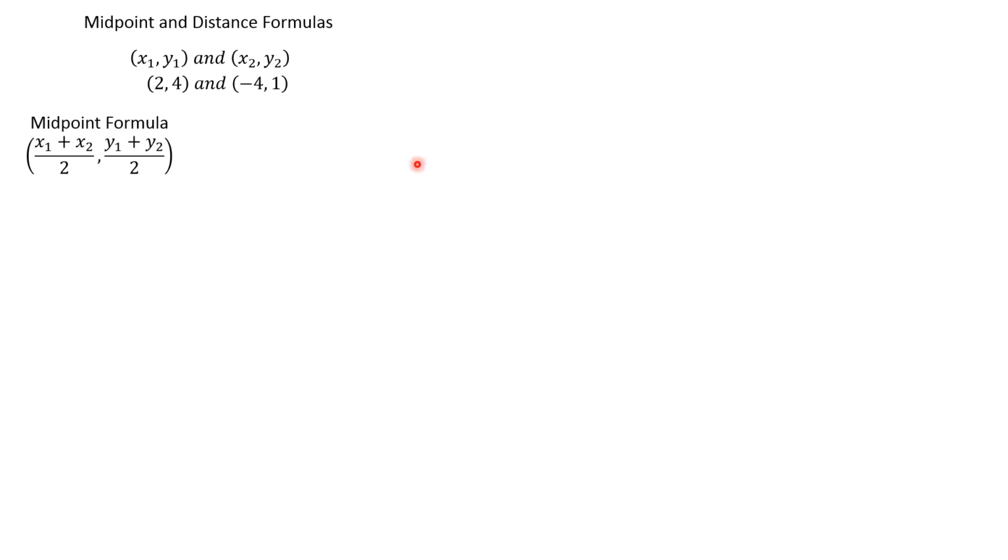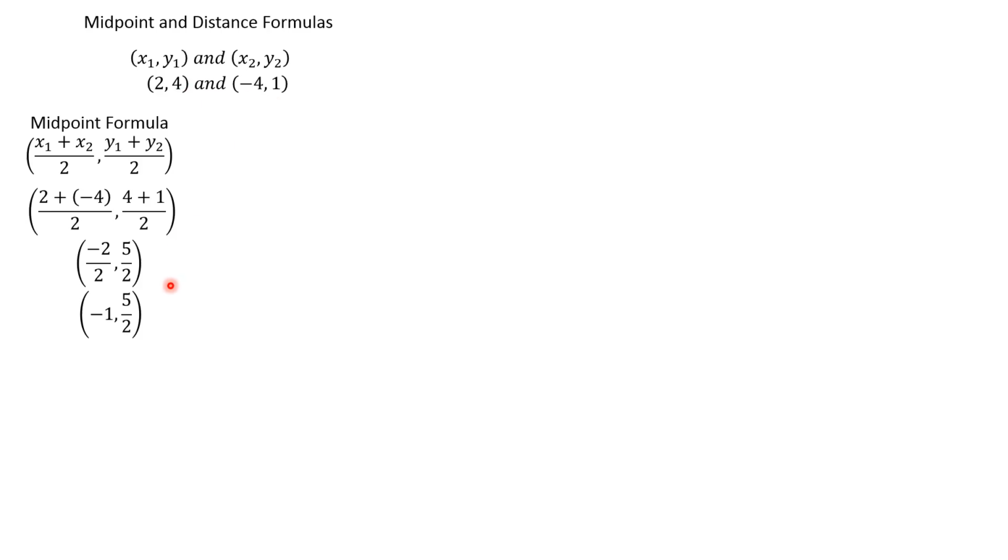And also, if the numbers are far apart, or if they're just ugly to begin with, what's halfway in between 3.7 and 13.1? Not so easy to think about. Add them together, divide by 2. So let's do that. 2 plus negative 4, divide by 2, and 4 plus 1, divide by 2. 2 plus negative 4 is just negative 2, 4 plus 1 is 5, divide them by 2. Negative 2 over 2 is negative 1, and I'd leave 5 halves as just 5 halves. You could say 2.5 if you really want to, but 5 halves is fine as well. And so that would be the midpoint between these 2 points.